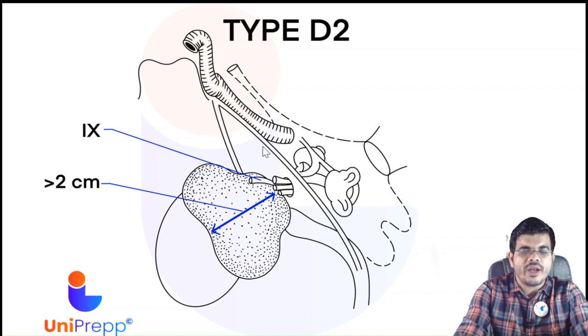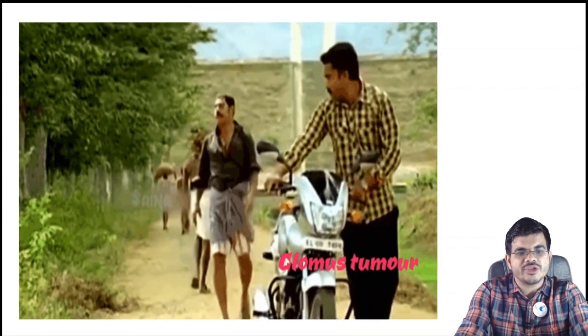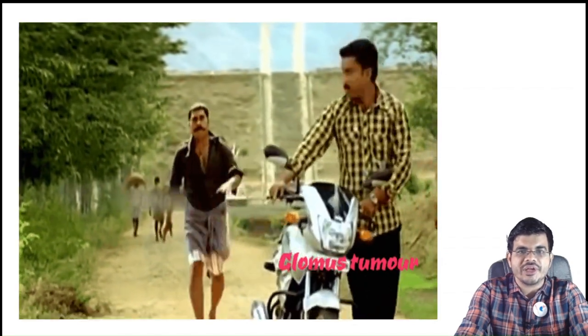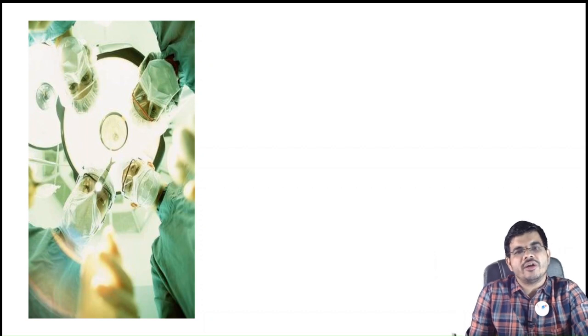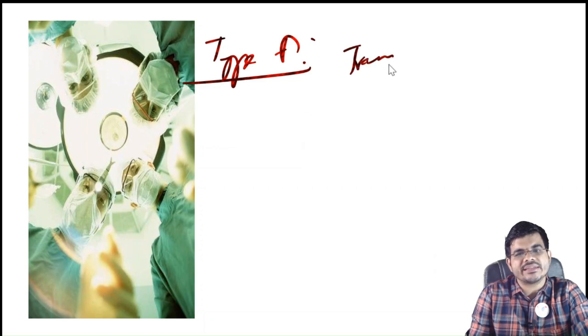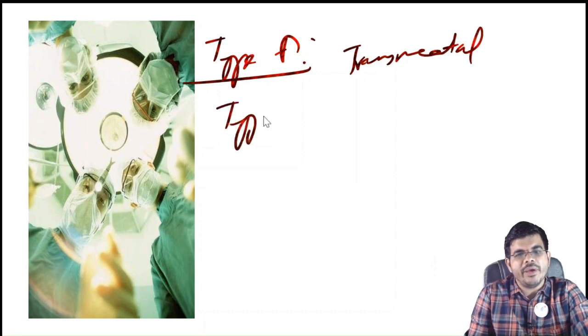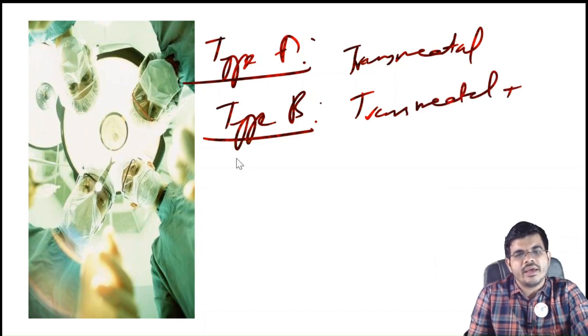Now, what are the treatment options for a patient with a glomus tumor? If he is an elderly patient and it is a very small tumor, you can actually just follow up the patient. There is no need of going for surgery straight away. And if it is a Fisch type A tumor, you can go for a transmeatal approach because it can be accessed by just elevating the tympanomeatal flap.